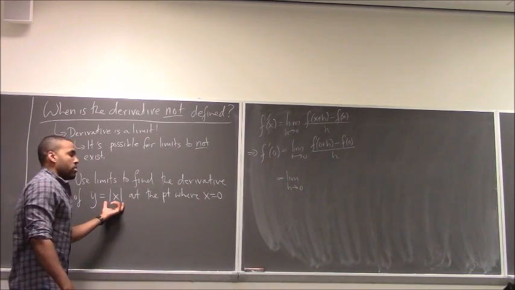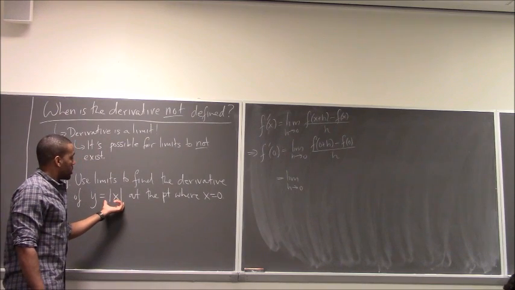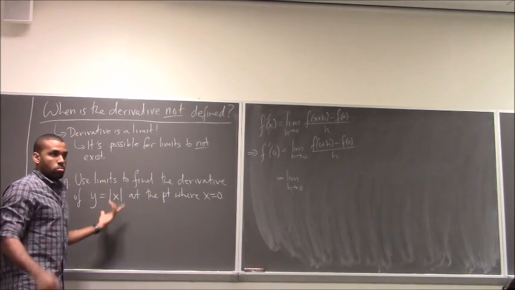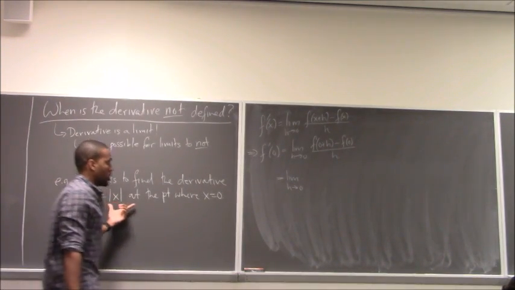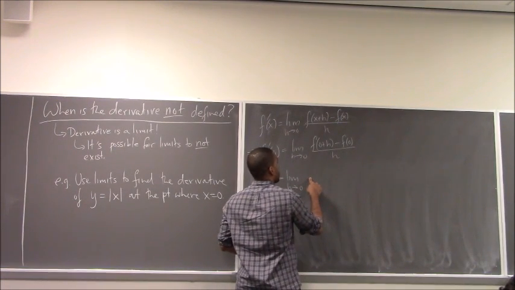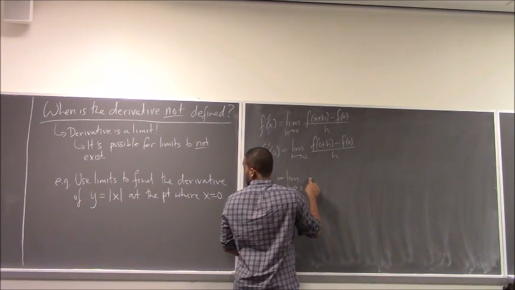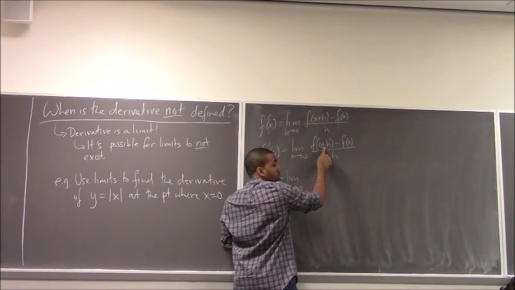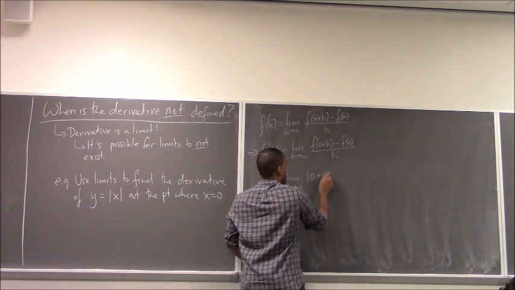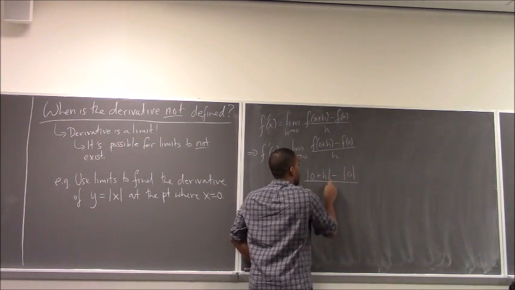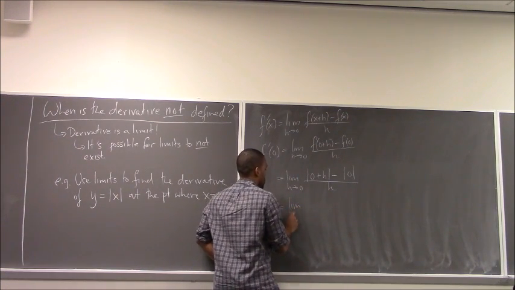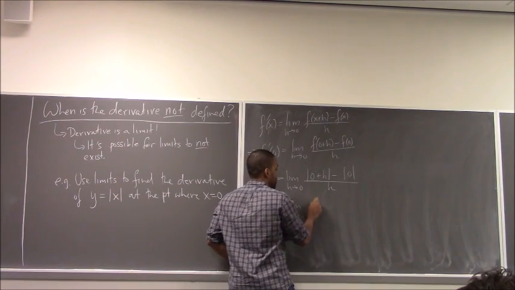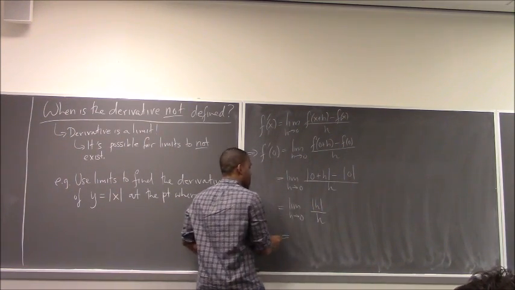So if our function is the absolute value of x, what is f of 0 plus h? What do I write down here? If f of x is absolute value of x, it's the absolute value of 0 plus h, minus the absolute value of 0, all over h. What's the absolute value of 0? Well, it's just 0. So this is just the absolute value of h over h. Now, what is that limit?